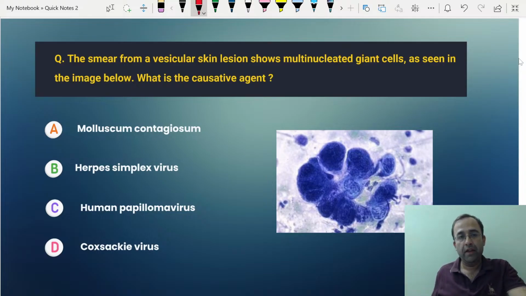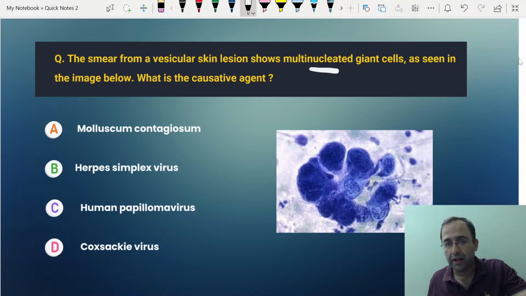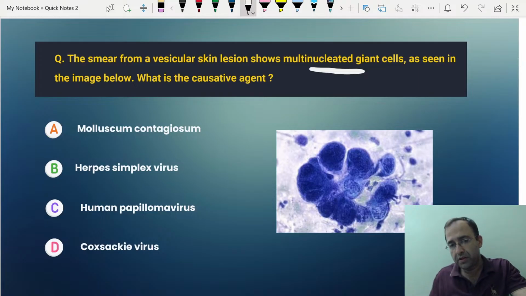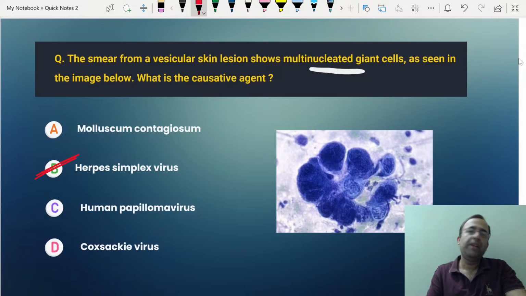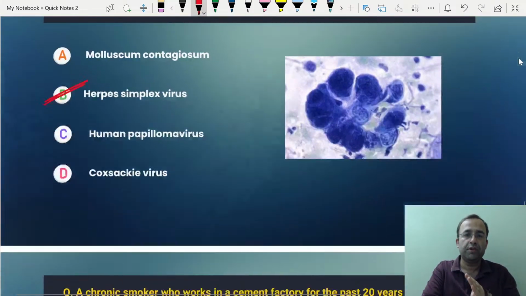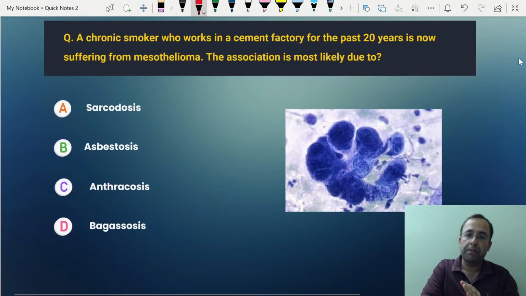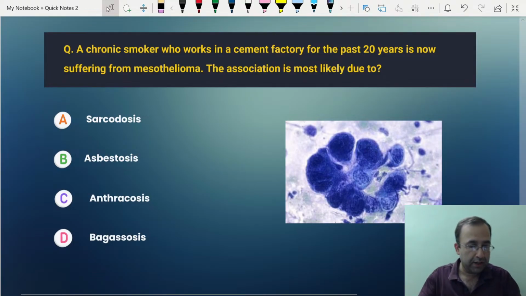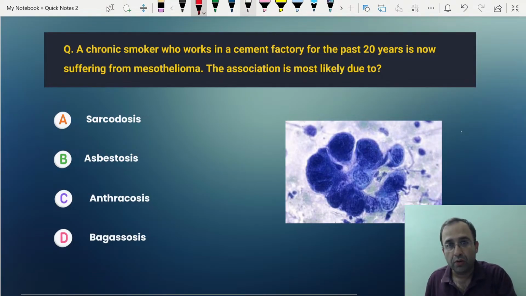We'll see that. Next question was, a smear from a lesion shows the presence of multinucleated giant cells. That is, it's a Tzanck smear. So it shows the presence of giant cells which have multiple nuclei, associated with herpes simplex virus, HSV. Straightforward. I'm again saying this: pathology is always going to help you get through. Pathology questions are usually simple and straightforward. Next question. Please do not go with the image on this.